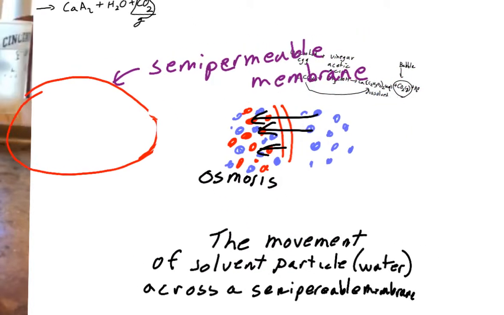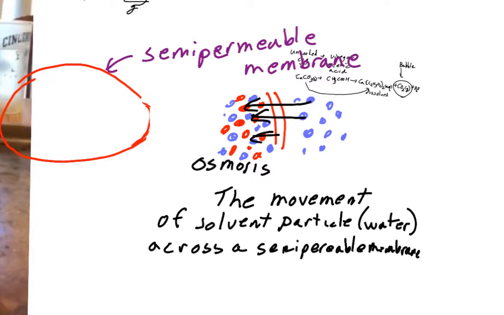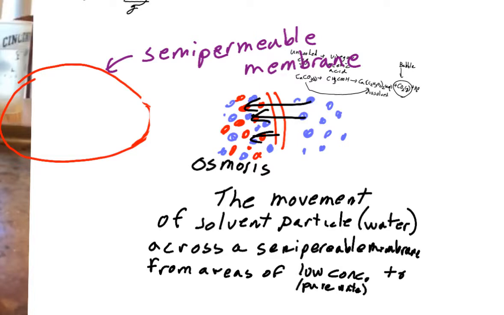Osmosis is the movement of solvent particles, water, across a semi-permeable membrane from areas of low concentration, in other words, pure water, to areas of high concentration.